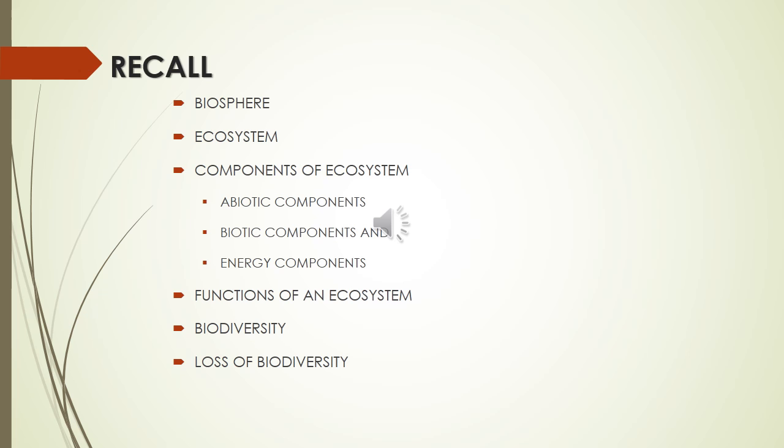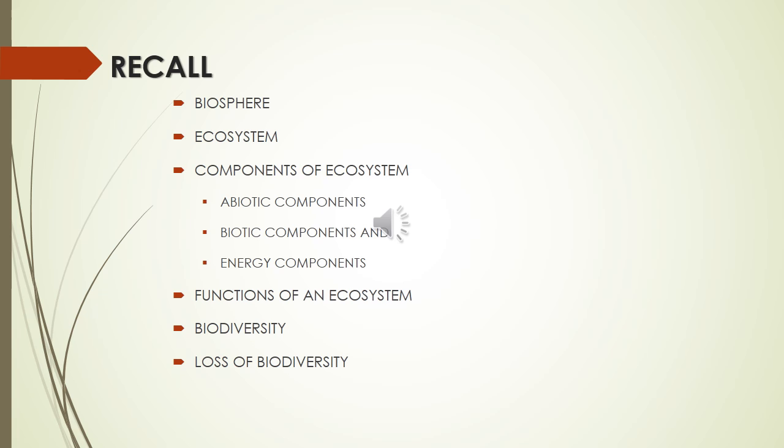Then functions of ecosystem. We discussed about the functions. That is, the living organisms interact with each other. So the flow of energy, energy flow from different organisms. It starts from sun. Sun is the ultimate source of energy. From sun, the energy is transferred to the plants, producers, then to the consumers, and also to the decomposers. Then we discussed about food chain and food web.